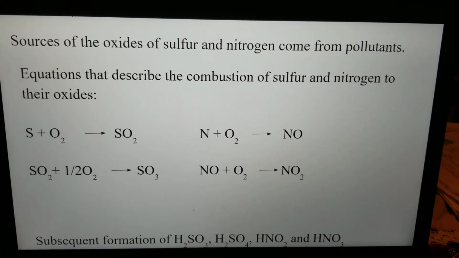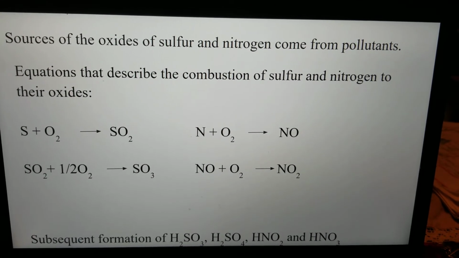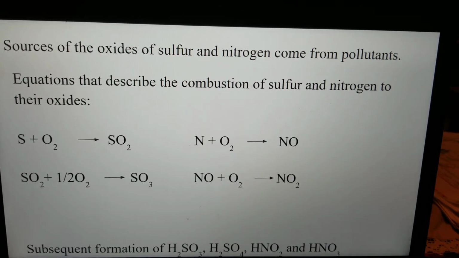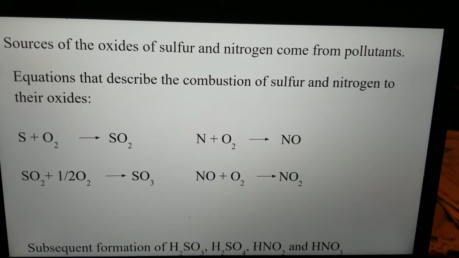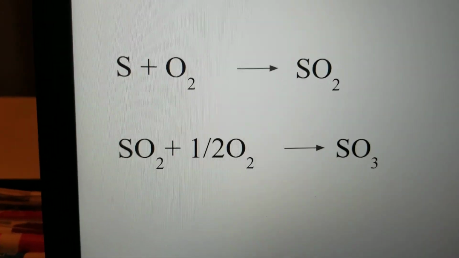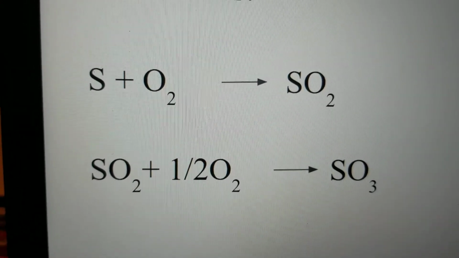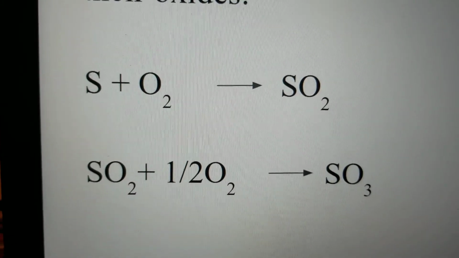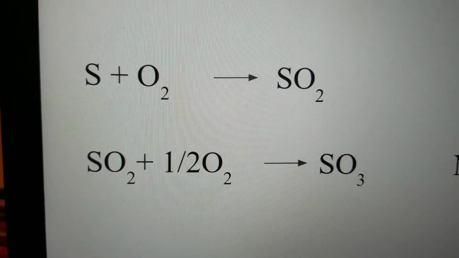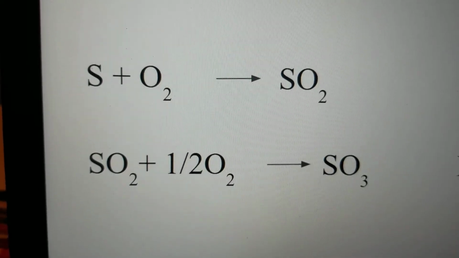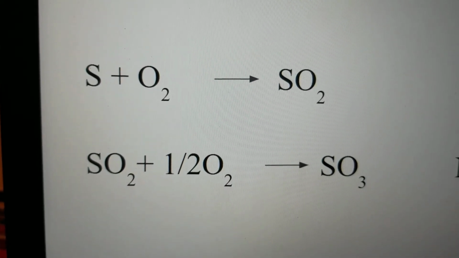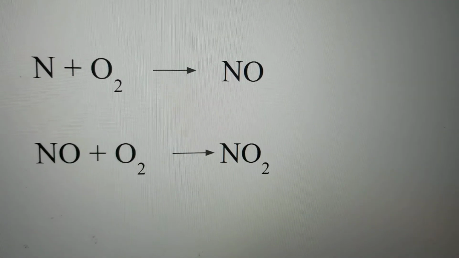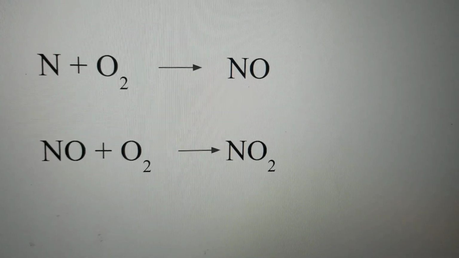Sources of the oxides of sulfur and nitrogen come from pollutants. These are the equations that describe the combustion of sulfur and nitrogen to their oxides. These two reactions right here are how sulfur forms those two sulfur oxides. The first one is just the element sulfur with oxygen, and it forms sulfur dioxide. And then sulfur dioxide reacts with more oxygen to form sulfur trioxide. And then these are the two equations that show how nitrogen reacts with oxygen to form its oxides.